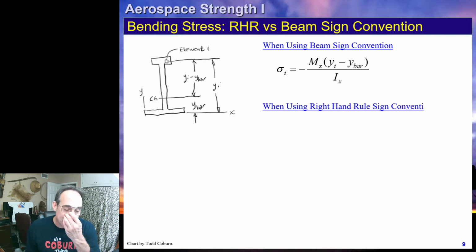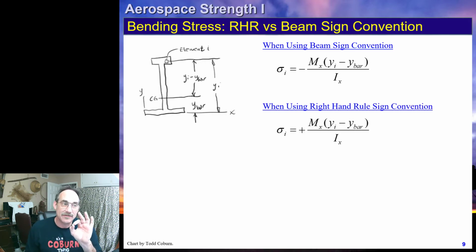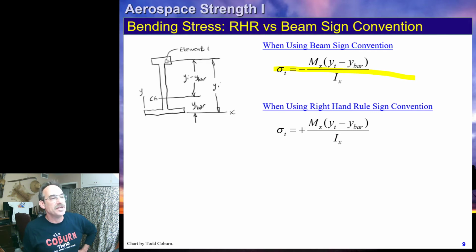Now, if our moment is defined in right-hand rule sign convention, then positive moment is like this, and we will just turn that leading sign to positive. Therefore, a positive bending moment will cause our stresses to have the right sign. So if we have our moment defined in beam sign convention, we will use this form of the equation. If it's in right-hand rule, we use this form of the equation. Got it? Okay.